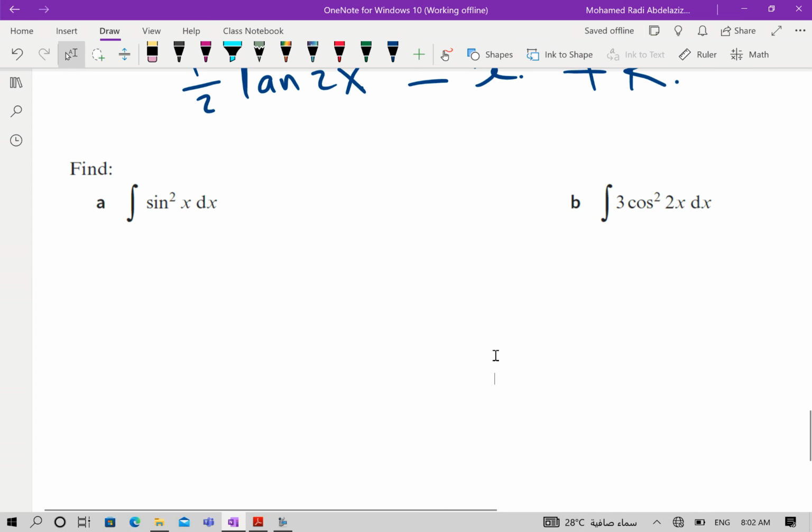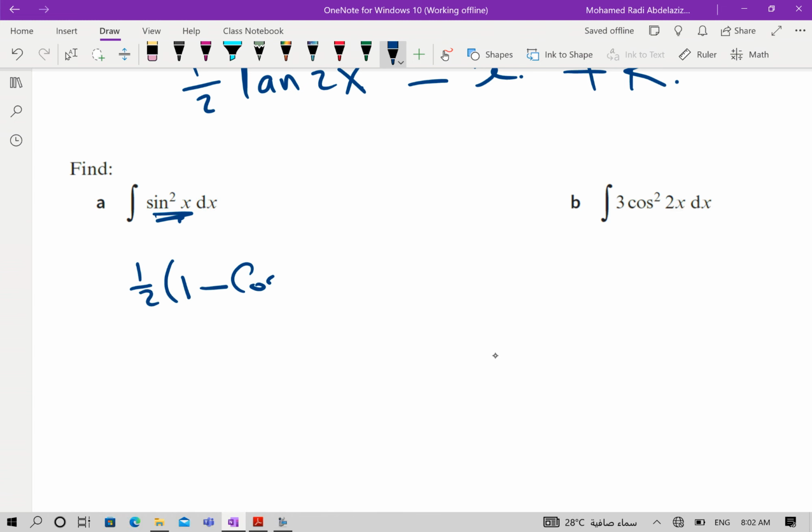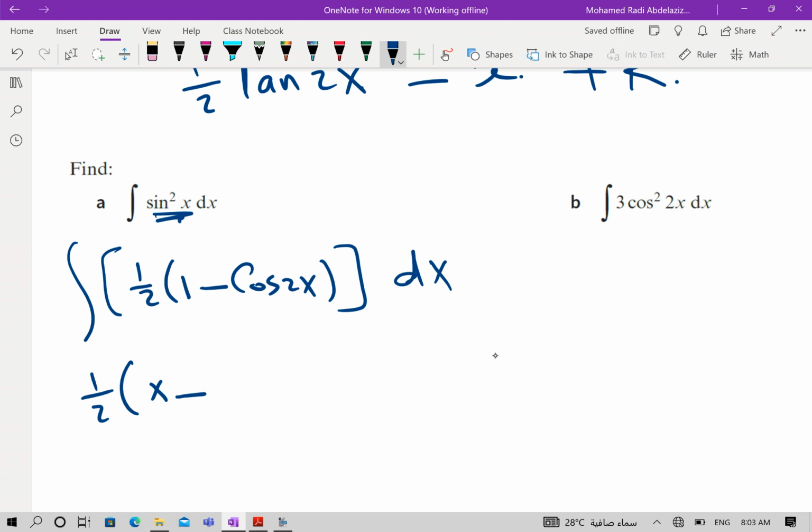These two questions are done. How to integrate sine squared? We have 1 minus cosine 2x, this is the identity, by dx. Then start to integrate. The half is a constant. Integrate 1, it will be x. Integrate cosine, it is 1 over 2 sine 2x.